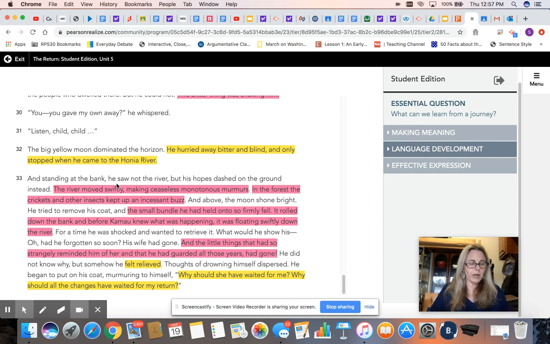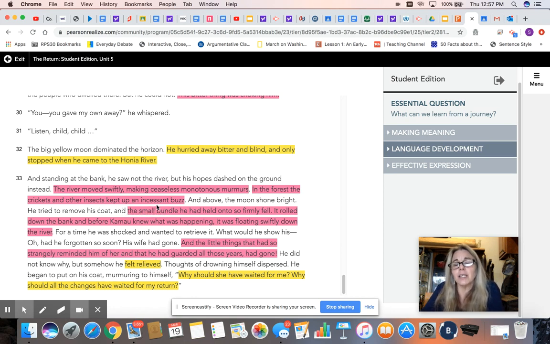He's standing at the bank of the river. He's so mad. His hopes dashed on the ground instead. And so instead of taking in the beauty that's surrounding him, the very thing that he missed while he was gone, he's concentrating on all the negative stuff. The river moved swiftly, making ceaseless, monotonous murmurs. There's that alliteration again. In the forest, the crickets and other insects kept up an incessant buzz.